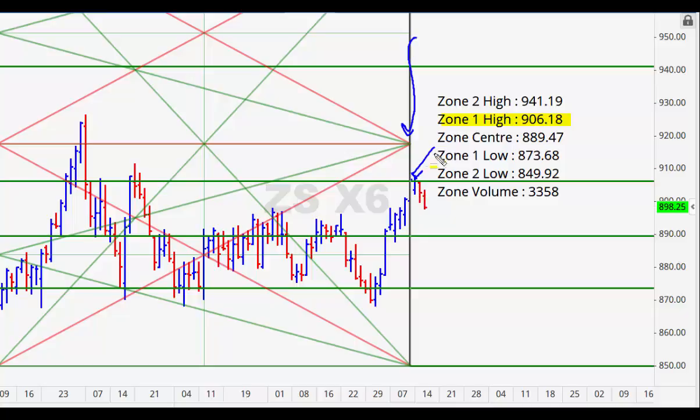And so now the market's making its way back down. We have the point of control sitting at 889. Market's currently at 898. And so about 10 points down from here would not be unreasonable for this market's price action.